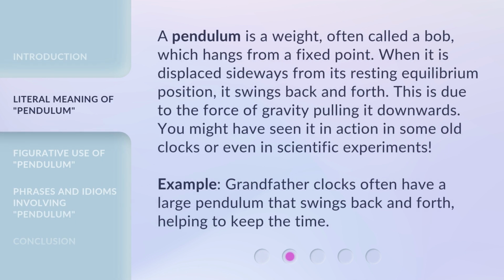A pendulum is a weight, often called a bob, which hangs from a fixed point. When it is displaced sideways from its resting equilibrium position, it swings back and forth. This is due to the force of gravity pulling it downwards. You might have seen it in action in some old clocks or even in scientific experiments. Example: grandfather clocks often have a large pendulum that swings back and forth, helping to keep the time.